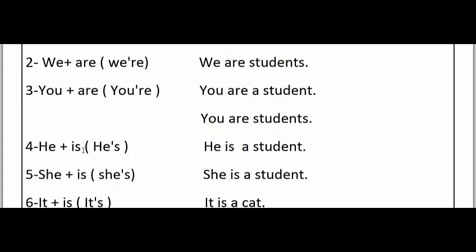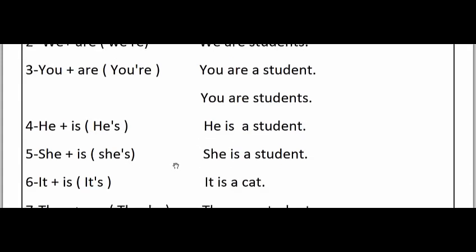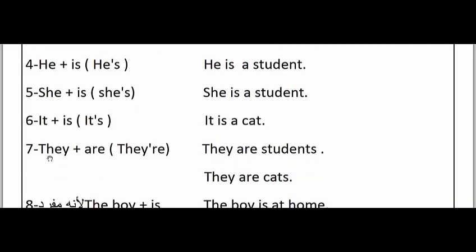Number 4. He is، he's. Contraction. You know contraction، اختصار. He is a student because عاقل، هو طالب. She is a student. Look, she is, she's. She is a student. هي طالبة. It is لغير العاقل مفرد. It's. It is a cat. They are students. هم طلاب. They are cats. هذا يعني أن they للعاقل جمع وغير العاقل الجمع أيضا.